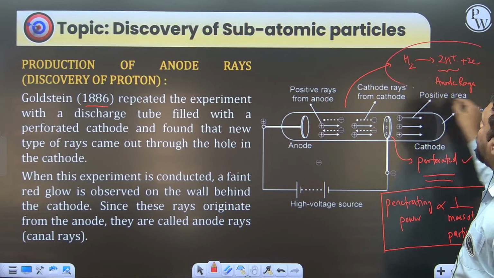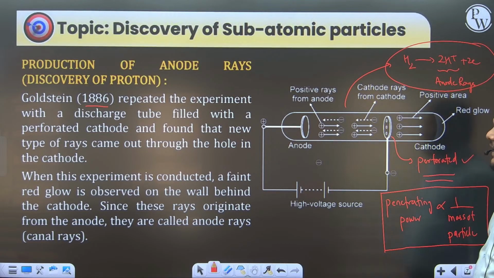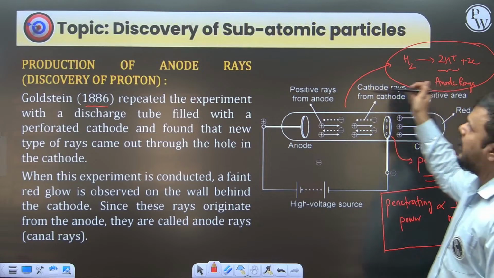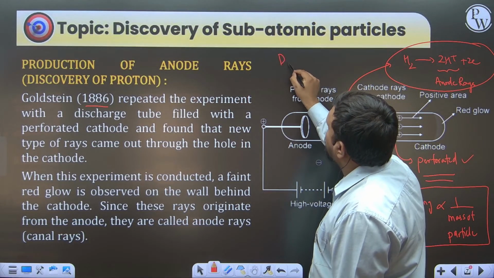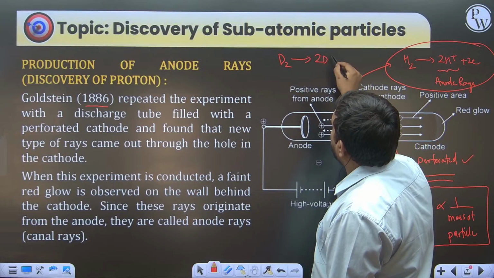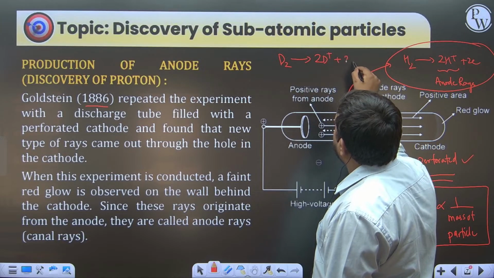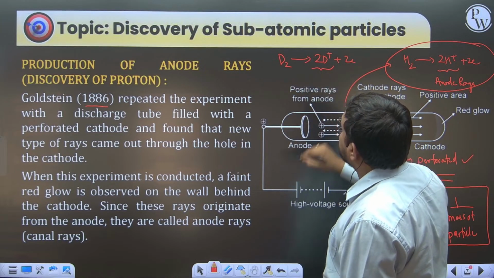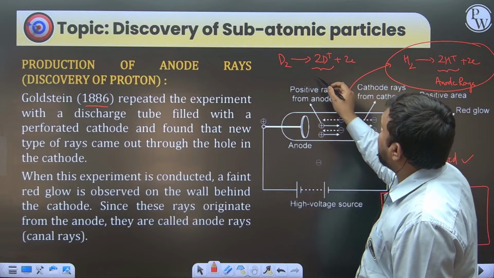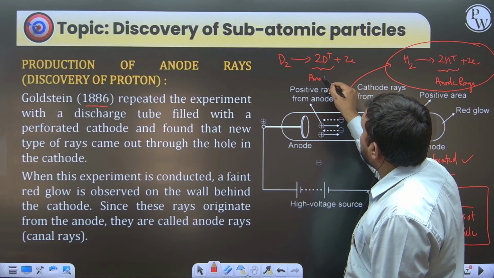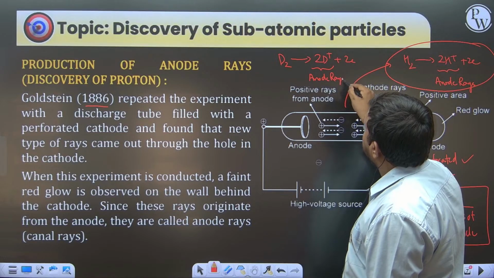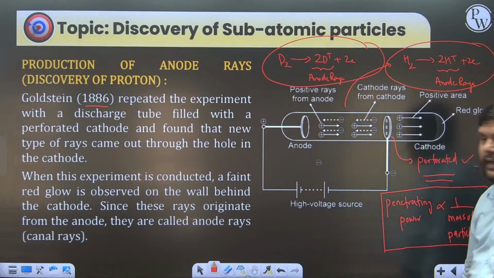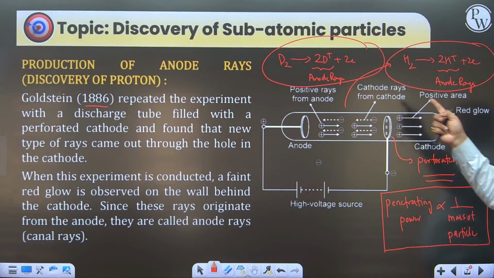So you can see over here, if we are changing the gas, suppose instead of H2, if I take D2, what will happen? You will get 2D plus 2 electron. So we are having a change of anode ray. Now we are getting D plus as the anode rays. So it is a very important point that instead of H plus, now we are getting D plus.